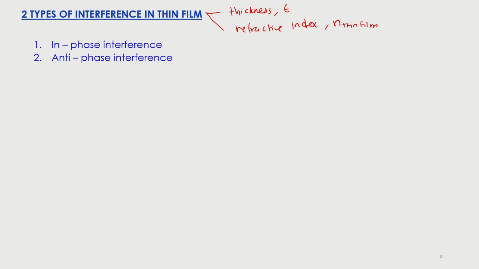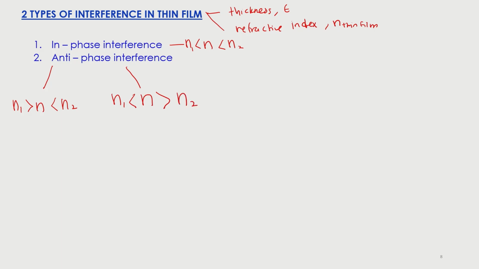Okay, so the two types of interference in thin film are in-phase interference, which is the case where the refractive index of the thin film is higher than the refractive index of medium 1 but lower than the refractive index of medium 2. For antiphase interference, there are two cases: the refractive index of the thin film is lower than the refractive index of medium 1 and lower than that of medium 2, and the other case is where the refractive index of the thin film is higher than the refractive index of medium 1 and also higher than that of medium 2.